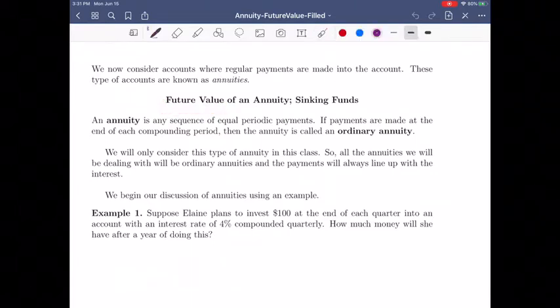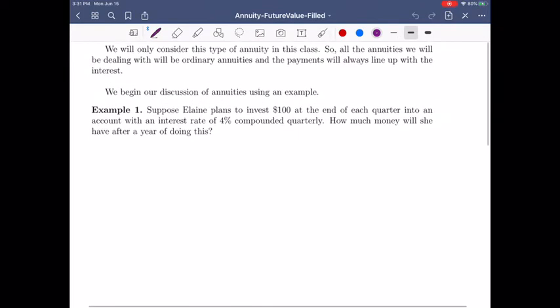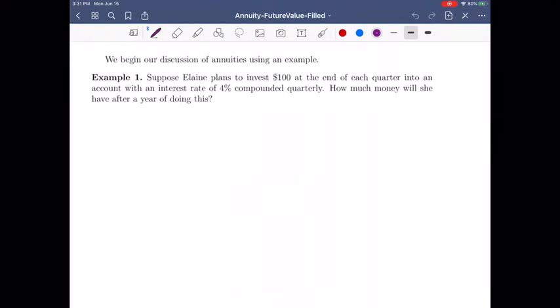So we're going to start with an example. We can compute this without a formula because there's not so many compounding periods in this example. And then hopefully we can sort of deduce what the formula might look like.